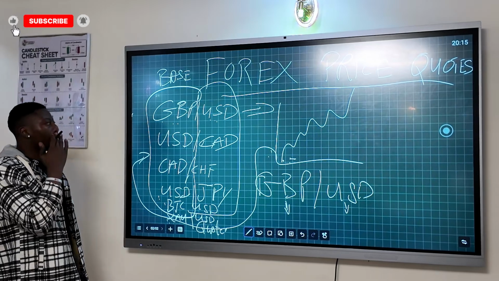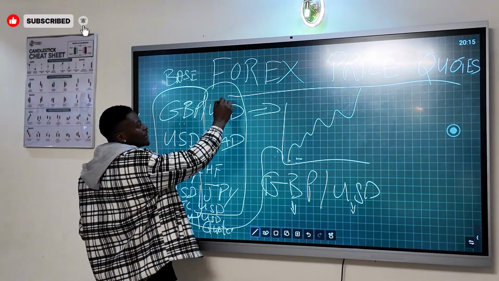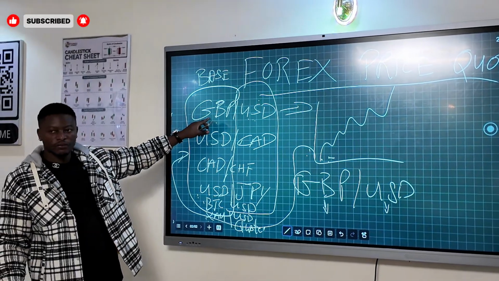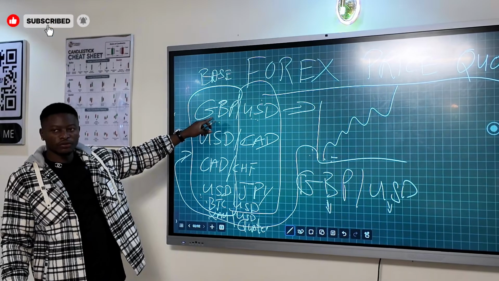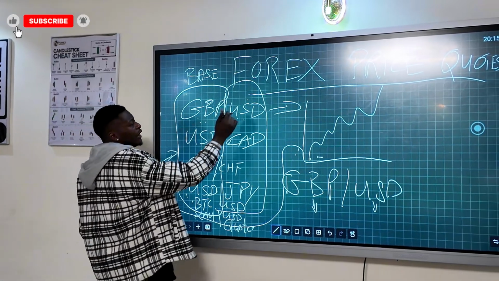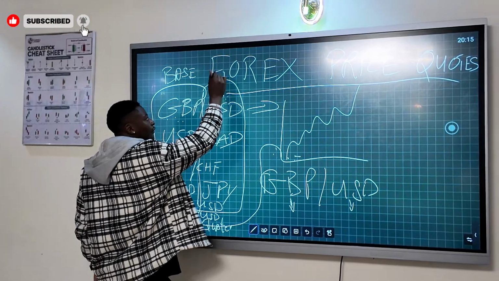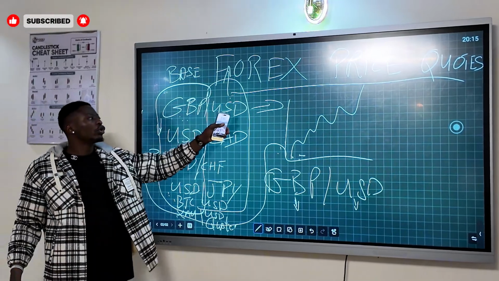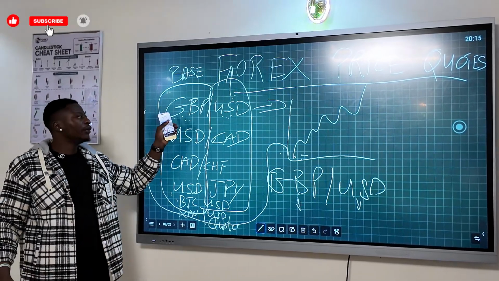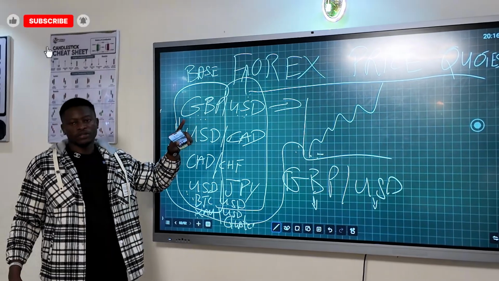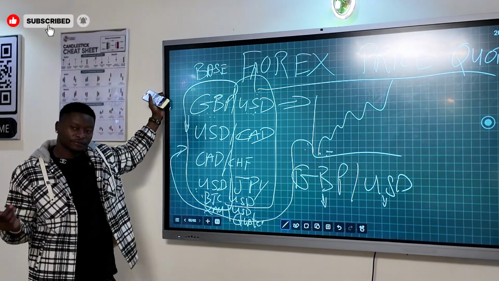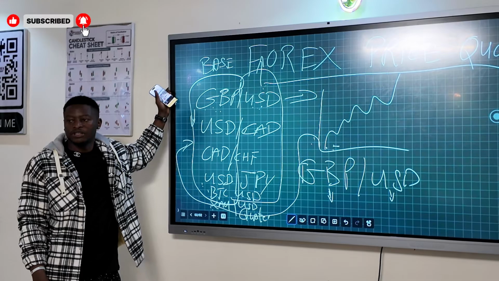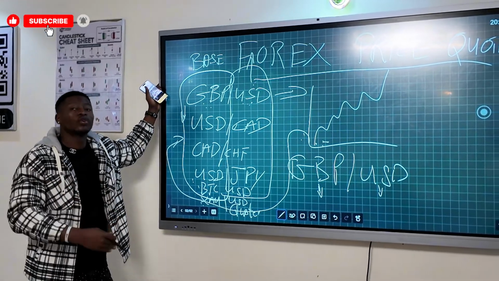But in a situation where we have the quote currency buying, what happens to the base currency? The base currency sells, right? Are we sure? Good. So in a situation where the quote currency is buying, the base currency will be selling. And if the quote currency is buying, automatically the base currency is selling. What happens to the chart? The chart is going to be selling. Why? It takes us back to the first point: the chart moves based off the base currency. You understand?